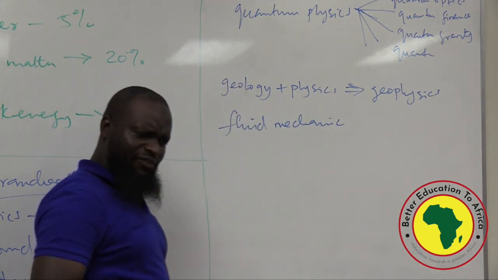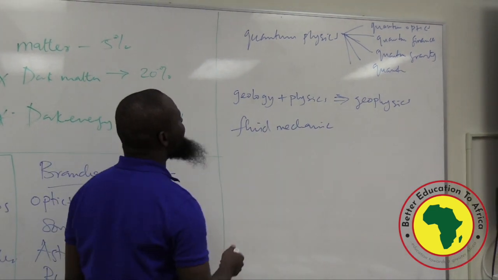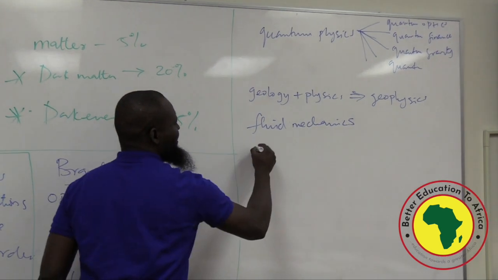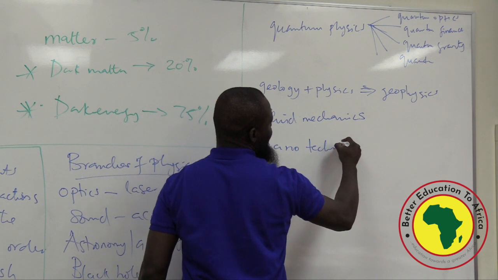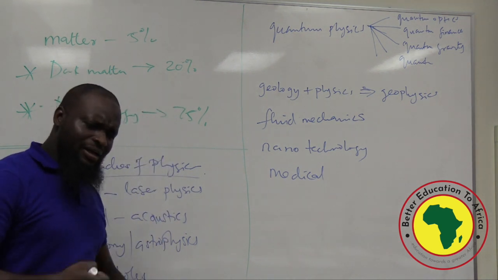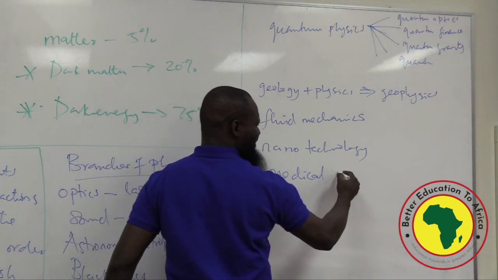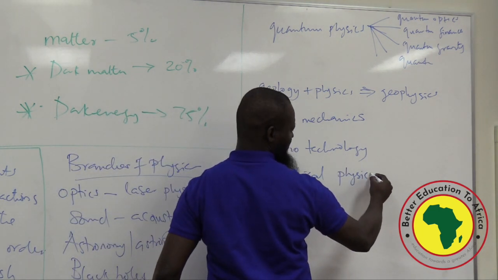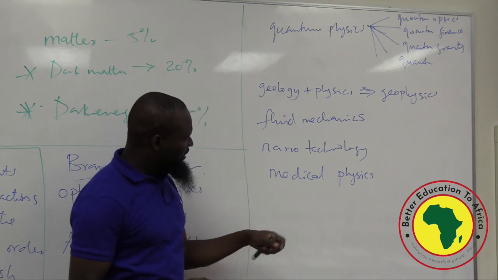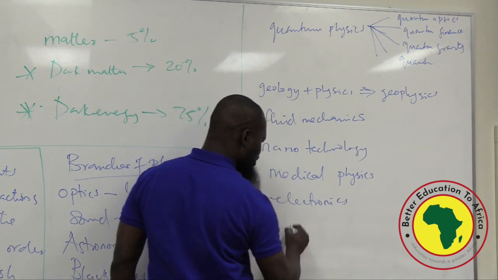Those who particularize their study in fluids and how the properties of fluid are used. Fluid mechanics. Then after fluid mechanics, we have lots and lots of other areas. Nanotechnology. Medical physics, using x-rays and other media to scan the body, okay? Ultrasound and the rest. These are all physics tools, equipment. Medical physics, nanotechnology. Then we will have electronics, physics, electronics. Robotics.